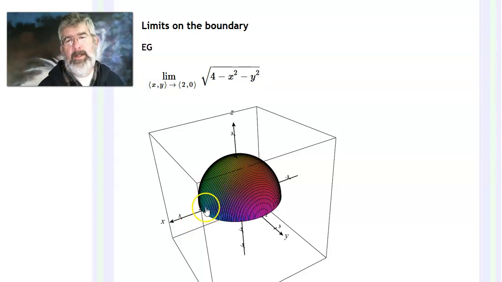Right? Definitely there's a limit here. This is the top half of a sphere. And as I approach that point (2, 0), they're coming down to the equator of that sphere, which is sitting on the xy plane. So the z value there is 0. And I would expect that this limit is equal to 0. And it is. But it's not in the strict sense of the limit, because you can't approach it from every direction. You can only approach it from within the domain of that function. So there you go.